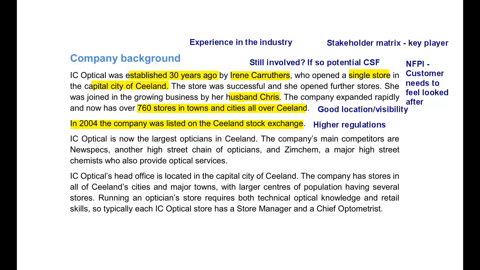Shareholders of course also go onto our Stakeholder Matrix. If they own rather small proportions of shares, they would perhaps only be in the high interest, low power stage. But if they are significant shareholders, more institutional shareholders, for example pension funds, then they have both high interest and high power, so they would be in the keep close category.